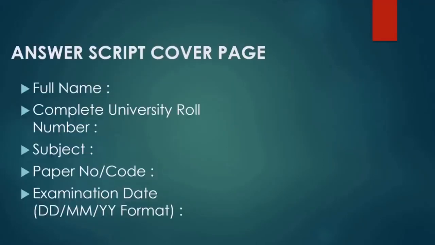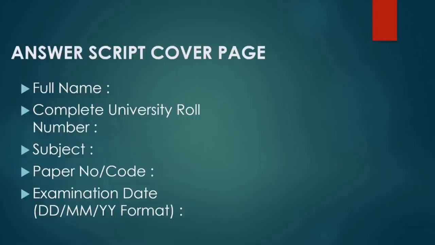Now, since you will be writing your answers on A4 size blank sheets of paper, there are a few things to keep in mind. The very first page is known as the answer script cover page. There, you will write down your full name as it appears in your university admit card. You will write your complete university roll number, not only the last 3 or 4 numbers.